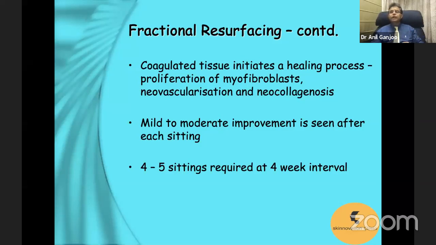All this would lead to some amount of resurfacing, some amount of textural improvement of the scars and the skin as a whole, and mild to moderate improvement happening at each sitting. 4 to 5 sittings would give us a fairly good result, comparable to about one sitting of a conventional laser. So this was not as effective as conventional lasers, but then we would overcome the side effects that were associated.